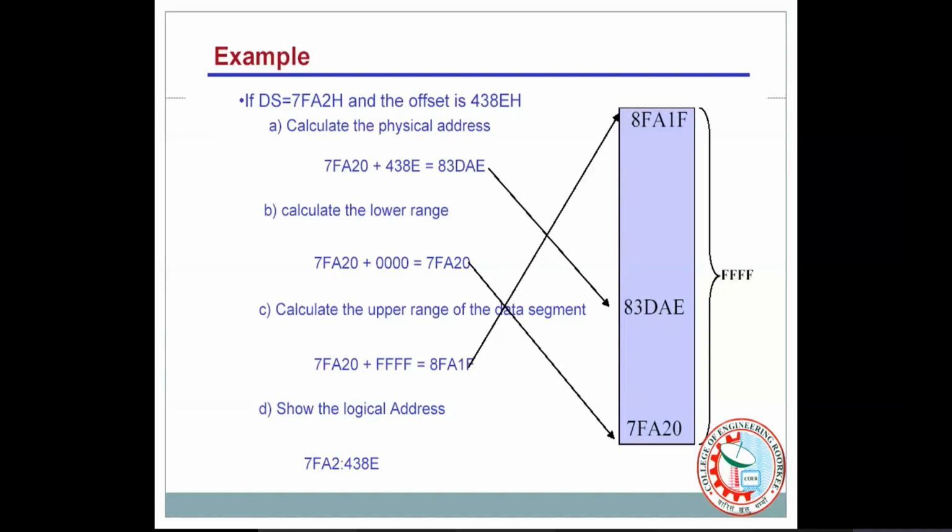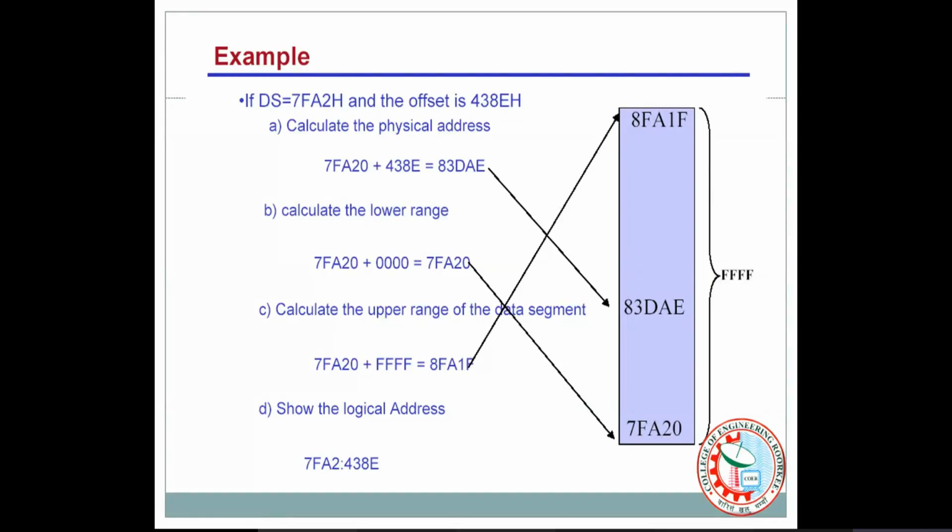Now look at the next schematic, showing how these things are calculated. DS is your data segment, starting from 7FA2, and the offset value is 438E. In order to calculate, using the formula, the segment base address multiplied by 10 becomes 7FA20, plus 438E, which gives 83DAE. This is the physical address, and the segment starts from here.